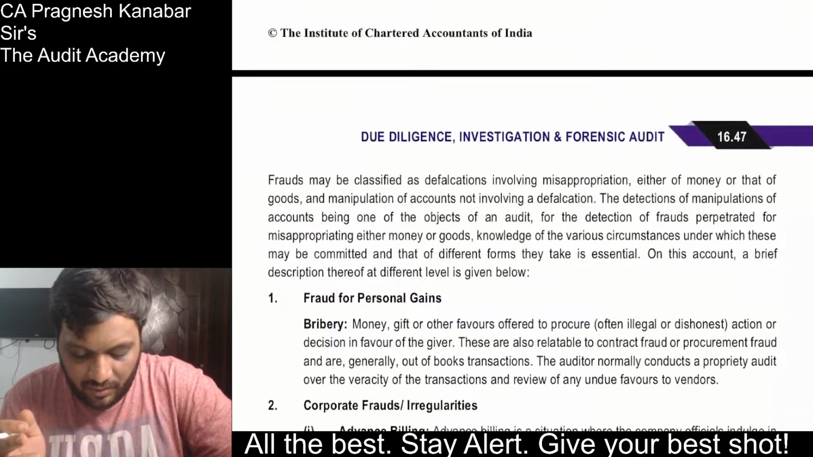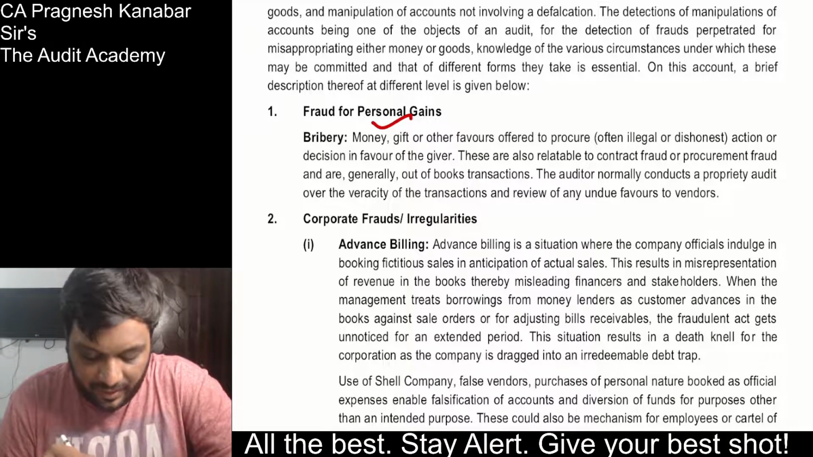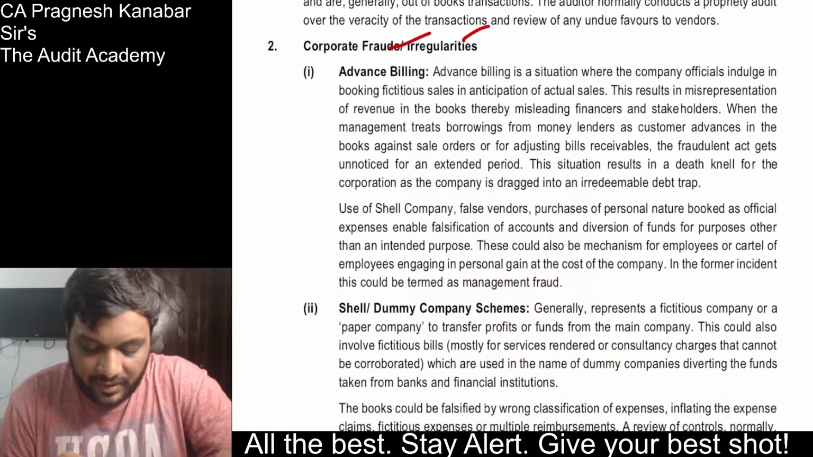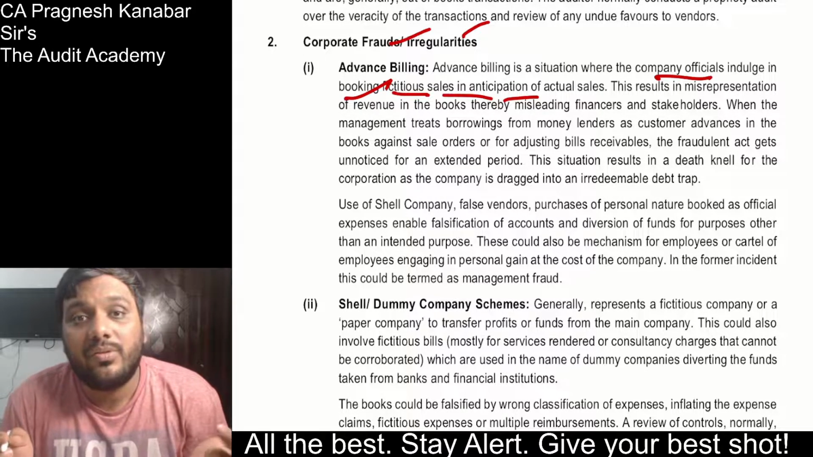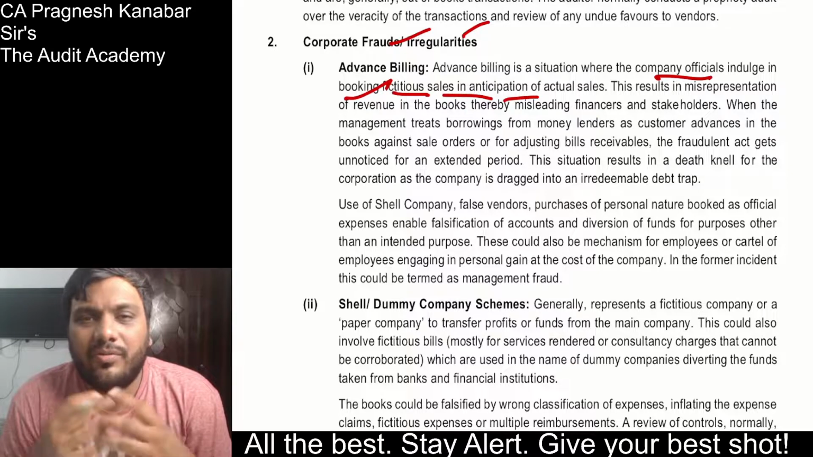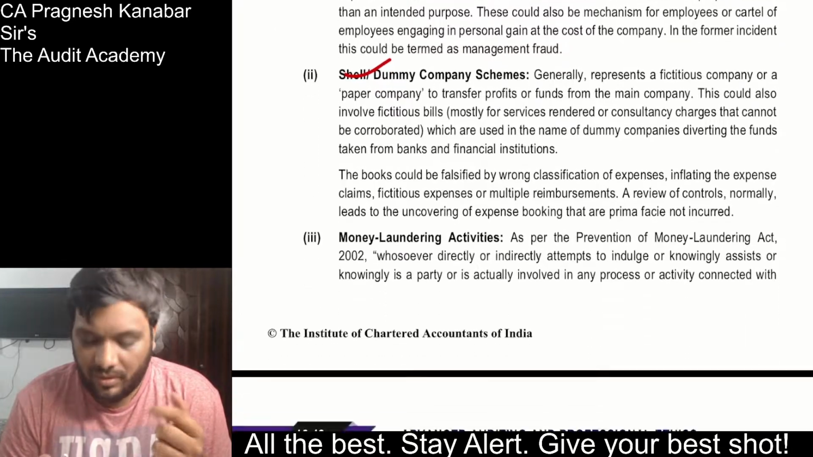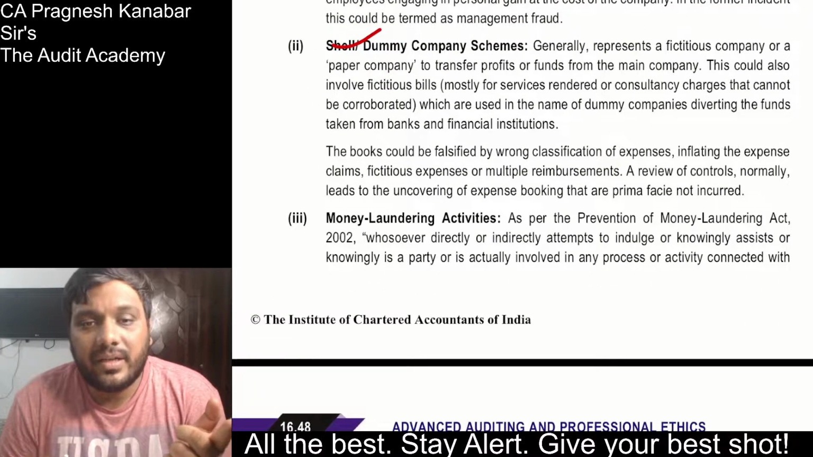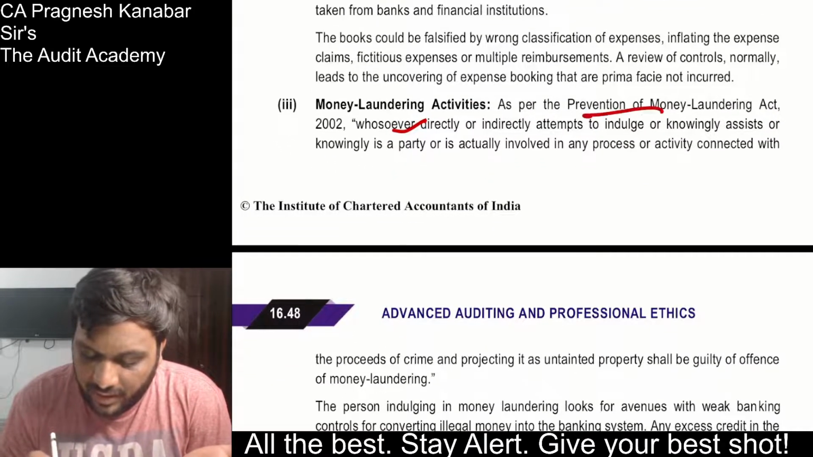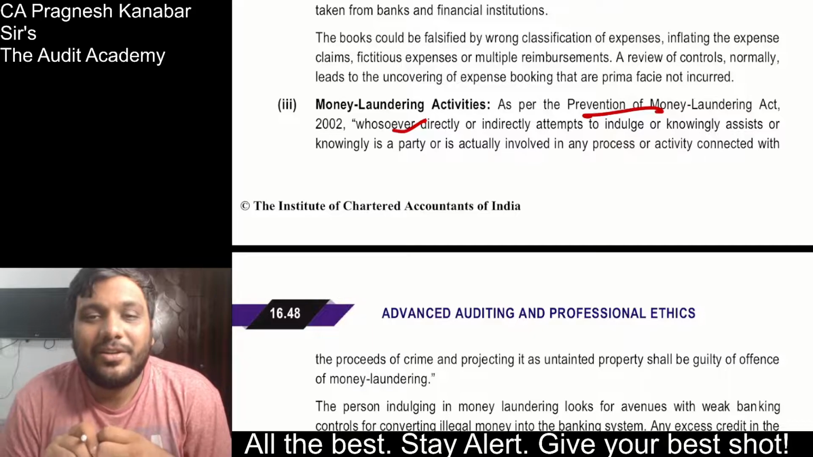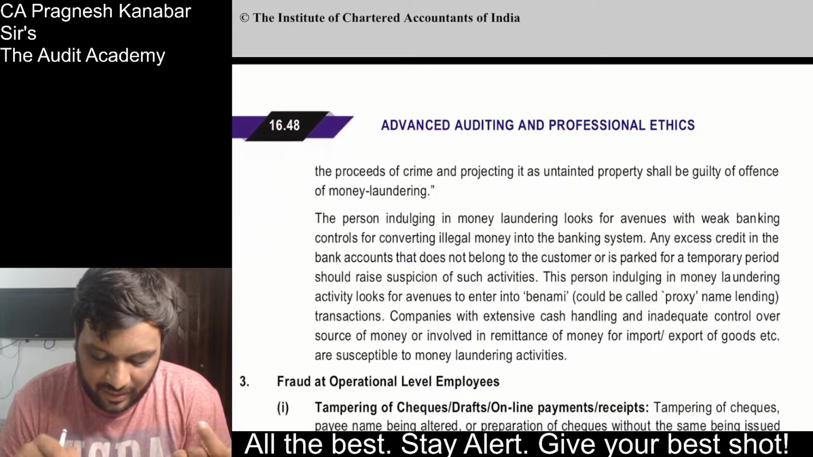All right. Now they have given explanation over here also. There are frauds for personal gains, like bribery, and there are corporate frauds, irregularities, advance billing. Company officials indulge in booking fictitious sales in anticipation of actual sales, so they go for advance billing because they may have performance based incentives, that is why. Then shell dummy company schemes, so they will open fake companies and through that they will transfer the funds. Money laundering activities, we have studied enough about the Money Laundering Act, PMLA, Prevention of Money Laundering Act 2002. So money laundering activities, routing the funds, it is done anyways.